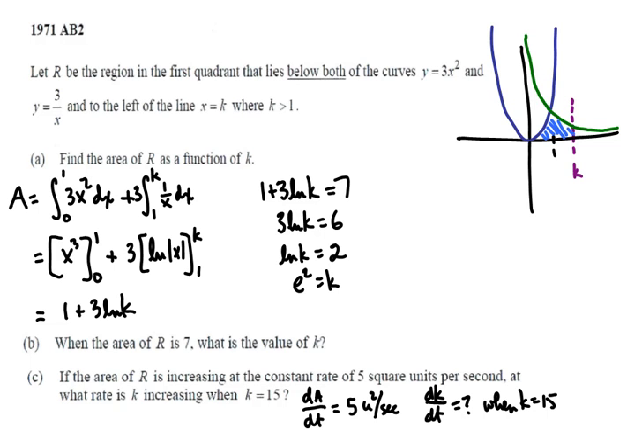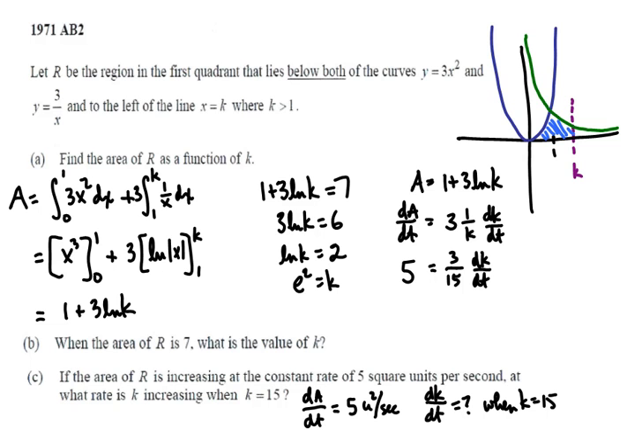So somehow we need an expression that relates A to k, and that's pretty straightforward. We know that A is equal to 1 plus 3 ln k. We're going to take the derivative of both sides with respect to t. Since the derivative of ln of k is 1 over k dk/dt, we can now start to plug in the values we have. We know dA/dt is 5, k is equal to 15, and dk/dt is what we want to solve for. So we really just need to multiply both sides by 5, and we end up with dk/dt is 25 units per second when k is equal to 15.